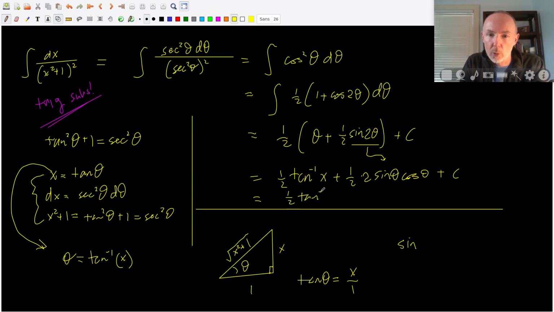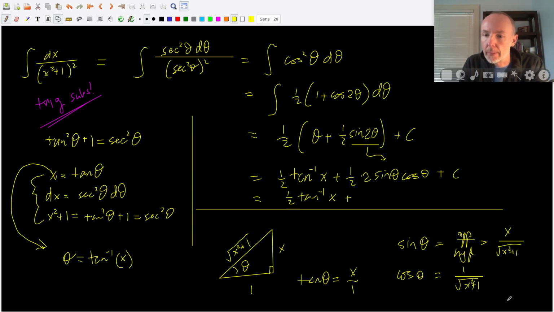So putting this all together, we're going to have the inverse tan of x, the half and the 2 cancel. Sine theta is opposite over the hypotenuse, right? SOHCAHTOA. So opposite is x, so this is x over the square root. And cosine theta is adjacent, and adjacent is 1 over the square root. And so when I multiply those two things together, the 2 and the half cancel. I'm going to get x over x squared plus 1, because the square roots are going to cancel, plus c. Whew! And so this is our answer for that last piece of the integral.